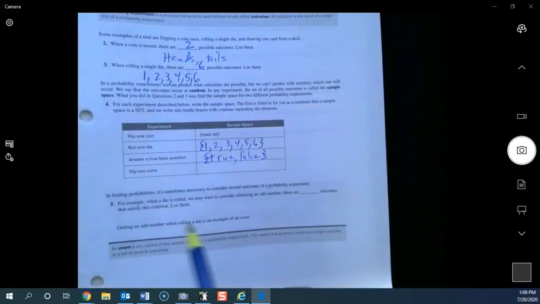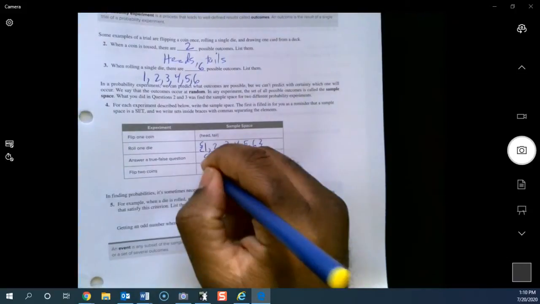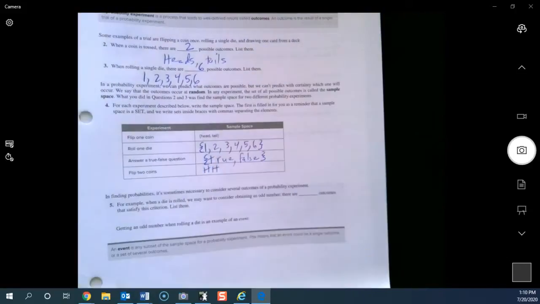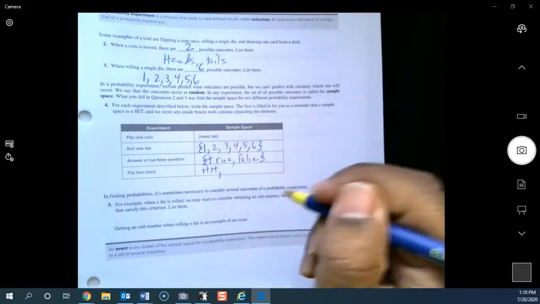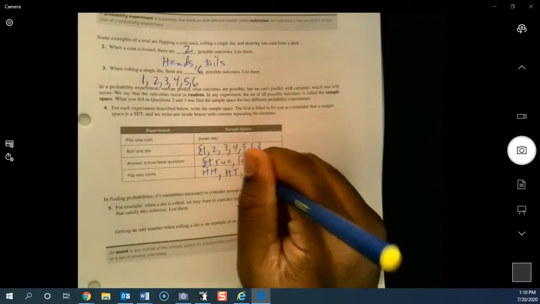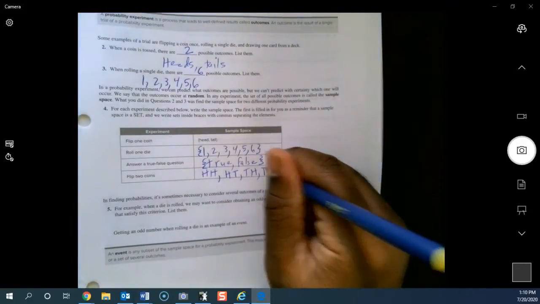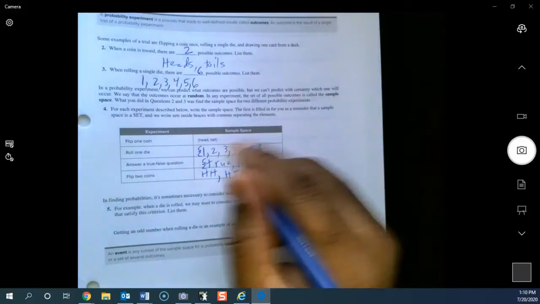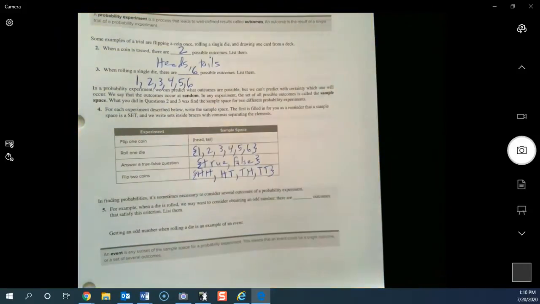Now it says flip 2 coins. Now this is a little different because on one flip of the 2 coins, you can have both of them heads. The second, you can have a head and a tail. The third, you can have a tail and a head. And the fourth, you can have 2 tails. These are all the possible outcomes, and these are all the elements of the sample space.